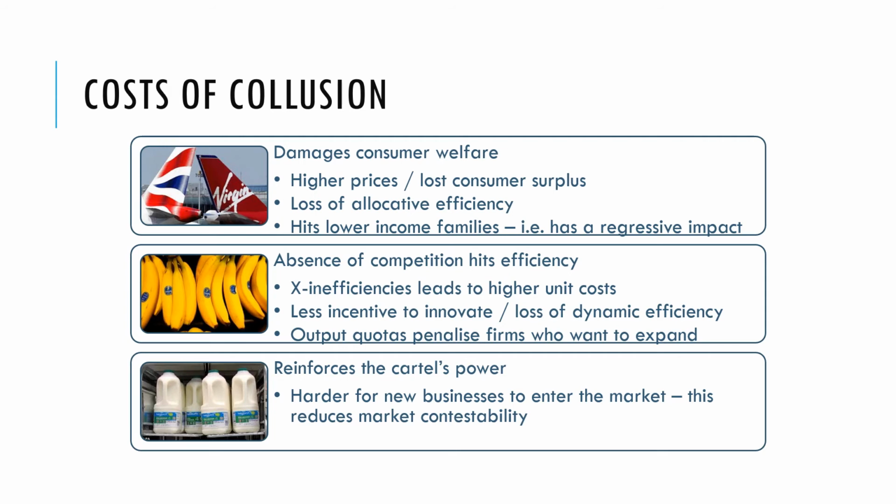The absence of competition here is also going to affect efficiency. So we're going to more likely get X inefficiency because we don't have competitors. There's no incentive to innovate because we are getting rid of the competition, which loses us dynamic efficiency. Output quotas penalize those firms who want to expand. It's also harder for new businesses to enter the market. They cannot contest the position in the market because the cartel's power is reinforced. They can use that profit to maybe build extra barriers to entry.